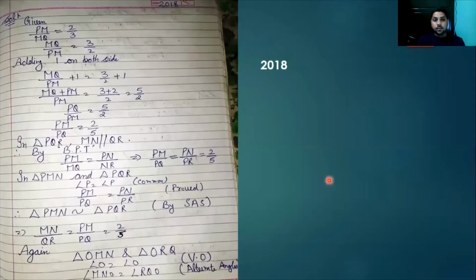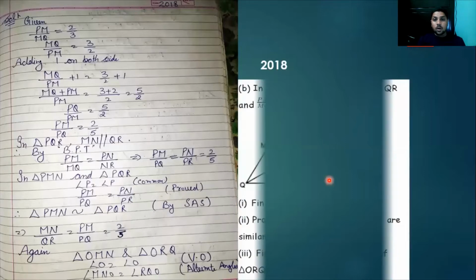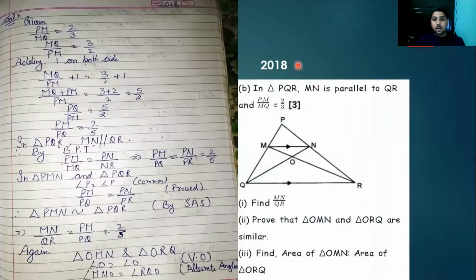Then next we have a question from year 2018. Again we have given triangle PQR, and MN is parallel to QR.